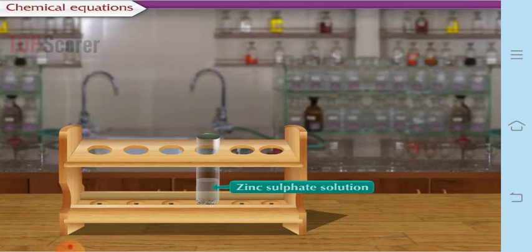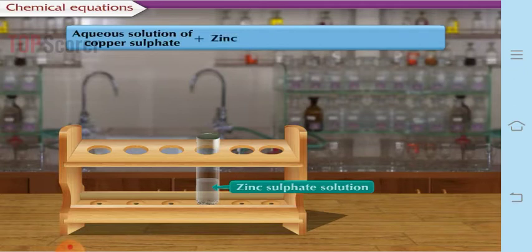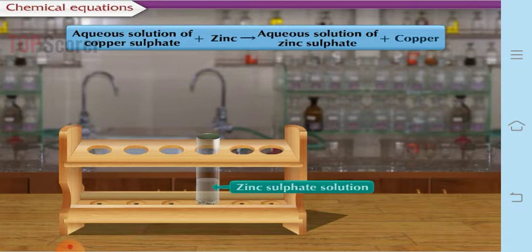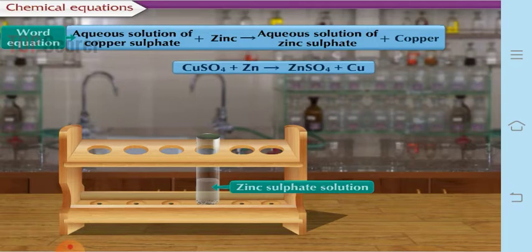For example, when we write aqueous solution of copper sulfate and zinc is added to it, we know aqueous solution of zinc sulfate is formed and copper is getting displaced. So this is a type of word equation. It is a simple way of representing a chemical reaction in words, so it is also called a word equation. A word equation can also be written in a further condensed form by using chemical formulae. And so the representation of a chemical reaction in condensed form using chemical formulae is also called a chemical equation.